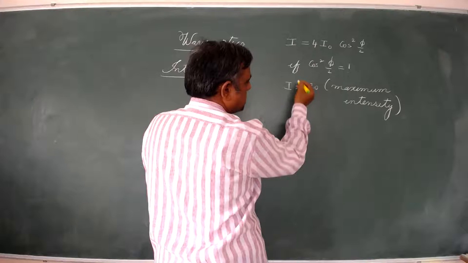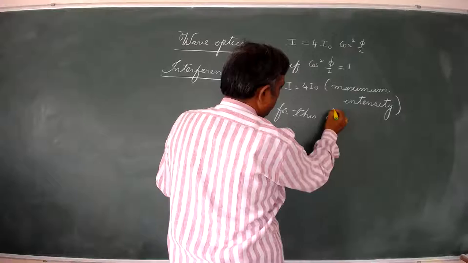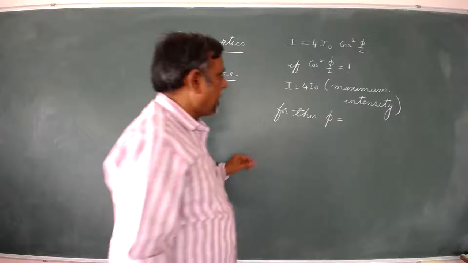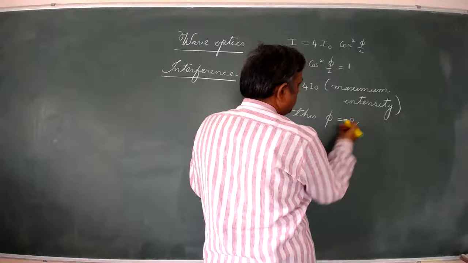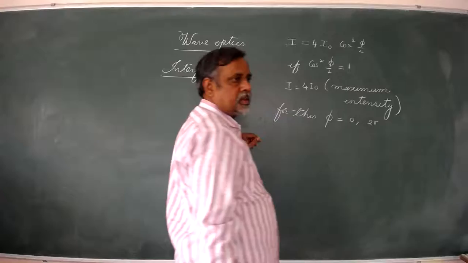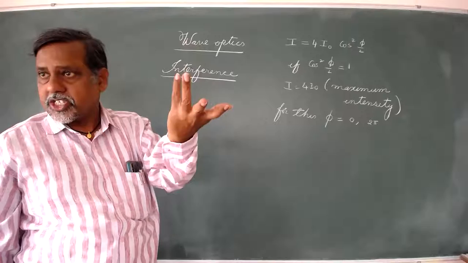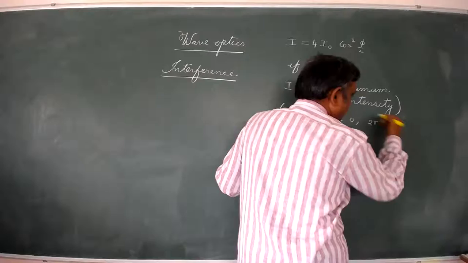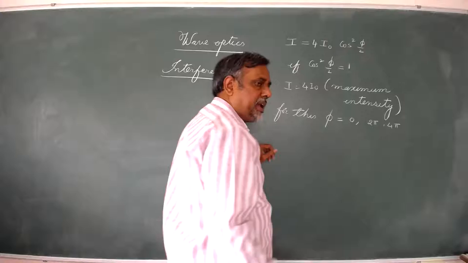For this, whatever the phase angle phi we have, that should take the value 0. If you take phi, not possible, because phi by 2 becomes 90 and cos becomes 0. So this has to be 2 pi. Understood? Next, 4 pi you can take. Next, this phi can even take one more possible value, that is 6 pi, and so on.